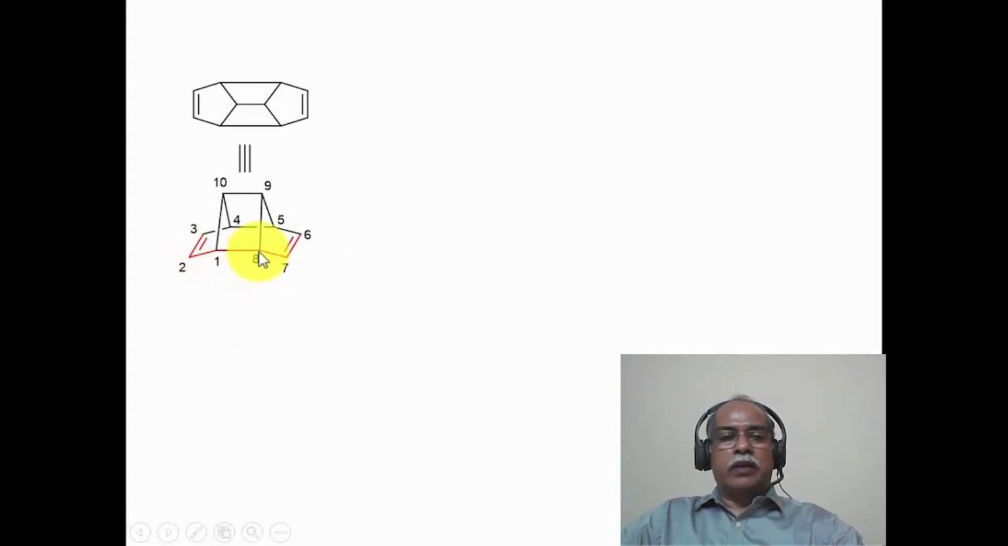This is 1, 2, 3. Here also you can write this as 1, 2, 3. So this 3,3 is going to be the connectivity between carbon number 3 and 6. If you connect carbon 3 and 6 and break carbon 1 and 8, you will get the 3,3 sigmatropic product. So that is the structure that is shown here.